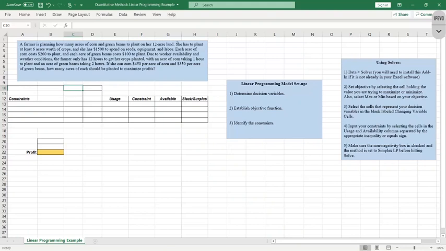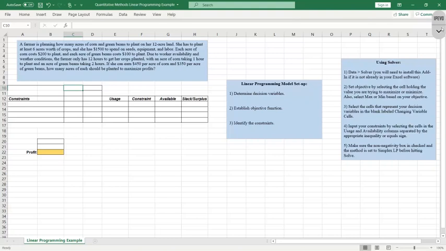and green beans on her 12-acre land. She has to plant at least 6 acres worth of crops, and she has $1,500 to spend. Each acre of corn costs $200 to plant, and each acre of green beans costs $100 to plant. We also know that the farmer only has 12 hours to get her crops planted, and each acre of corn takes 1 hour to plant, and each acre of green beans takes 2 hours to plant. In terms of profits, she can earn $450 per acre of corn and $350 per acre of green beans. So we want to know how many acres of each she should plant in order to maximize profits.